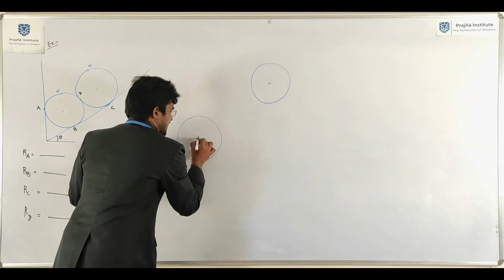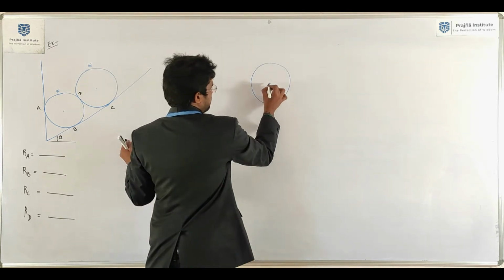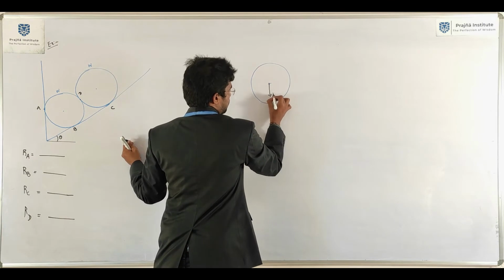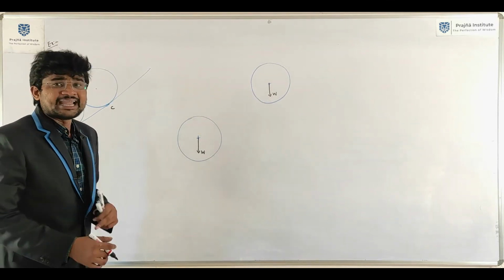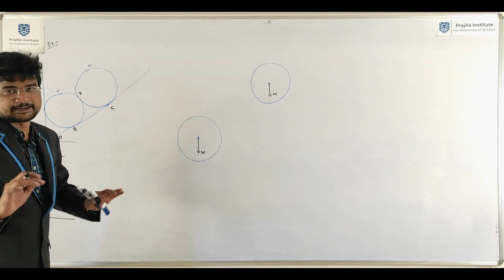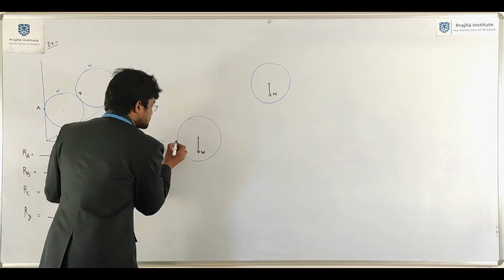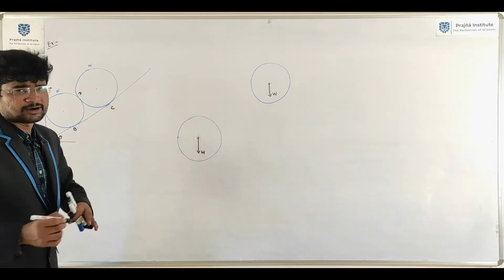Weight always acts in the vertically downward direction. Next, tension always pulls the body. No string, no tension. After that, the reaction at the contact surface, the contact point, is acting perpendicular to the surface.